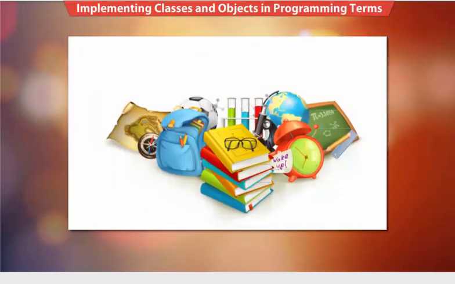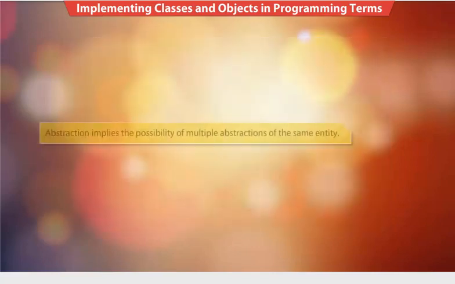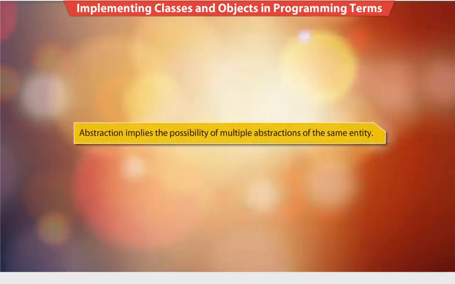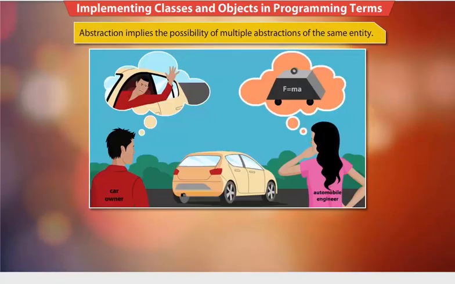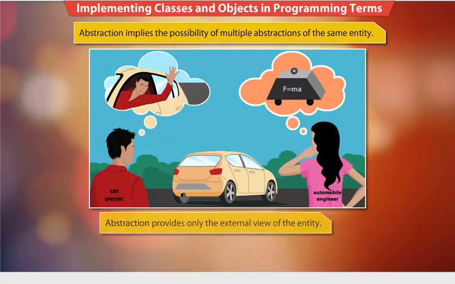Let us now understand the concept of implementing classes and objects in programming terms. To understand this concept, we need to know more about abstraction. The concept of abstraction states the possibility of multiple abstractions of the same entity if the viewers are looking at different perspectives. For example, look at the viewpoint of a car owner and an automobile engineer. As per the viewer, abstraction provides only the external view of the entity.